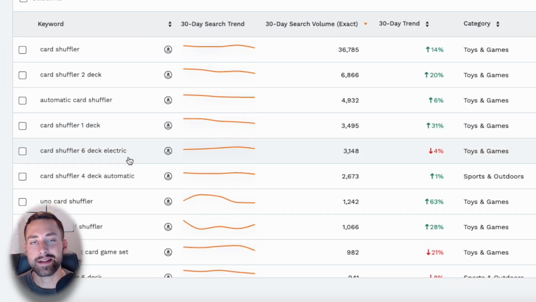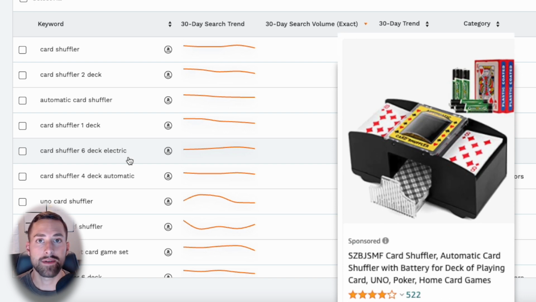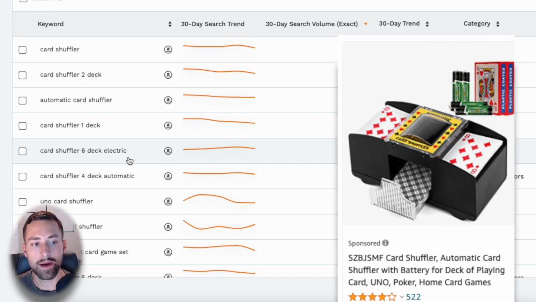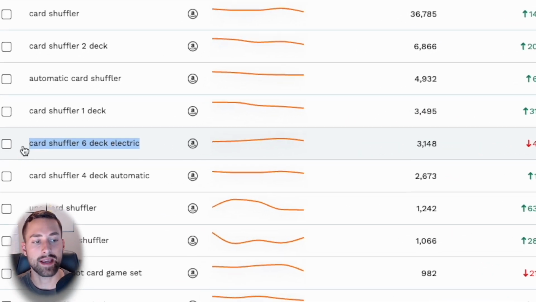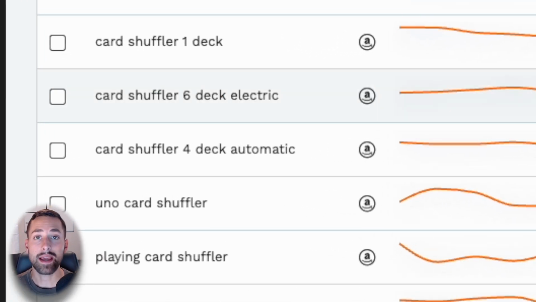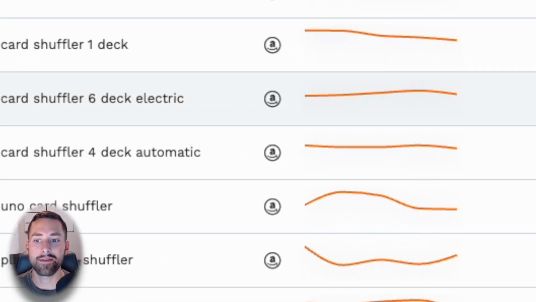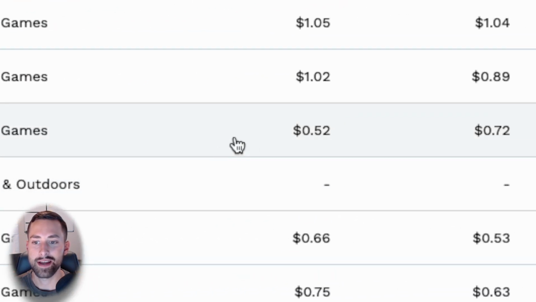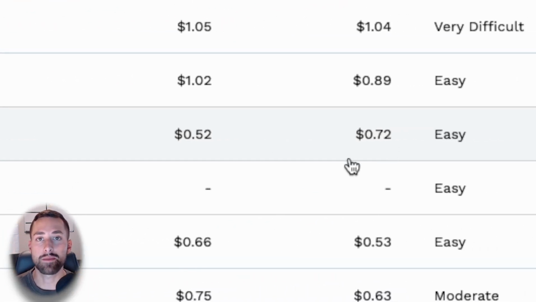And so let's say that we were selling a card shuffler that was a very large one, and you could put 4 to 6 decks of cards into that machine to shuffle. What I would do is I would target more specific keywords like card shuffler 6 deck electric. So there are a lot more words in that phrase, and therefore you're going to have less competition and you're going to have a much cheaper way of advertising. And additionally, you can see here, it's much easier to rank this compared to the more generic keywords.